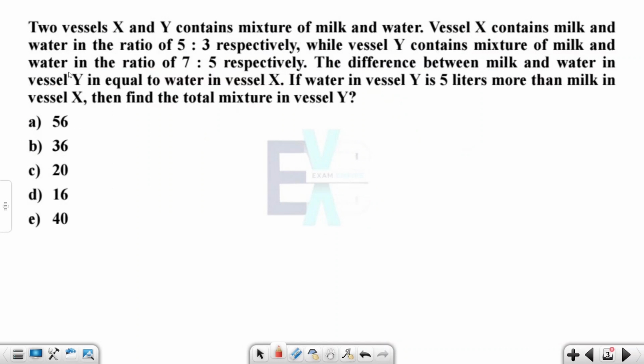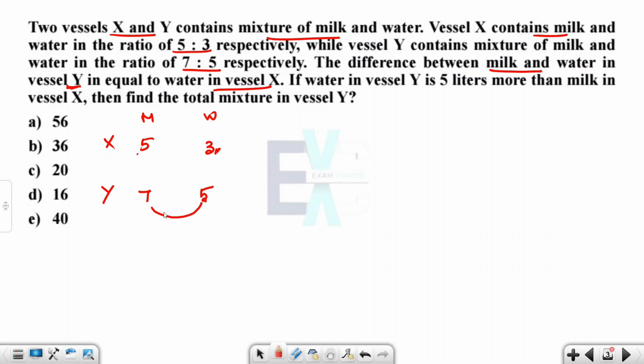Next one. Two vessels X and Y contain a mixture of milk and water. Vessel X contains milk and water in the ratio 5 is to 3 respectively. And vessel Y contains a mixture of milk and water in the ratio 7 is to 5. The difference between milk and water in vessel Y is equal to the water in vessel X.